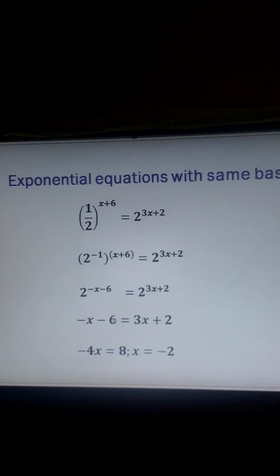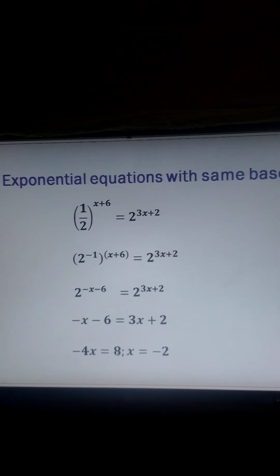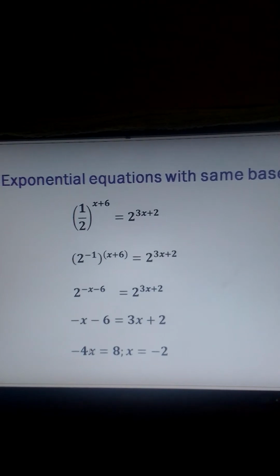And we can add 6 on both sides so that minus 6 plus 6 is 0, and 2 plus 6 is 8. So minus 4x is equal to 8. That means to get x, you divide both sides by minus 4. So x is equal to 8 divided by minus 4, which is minus 2. x is equal to minus 2 as the answer.